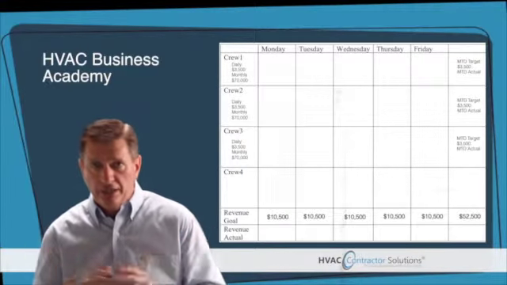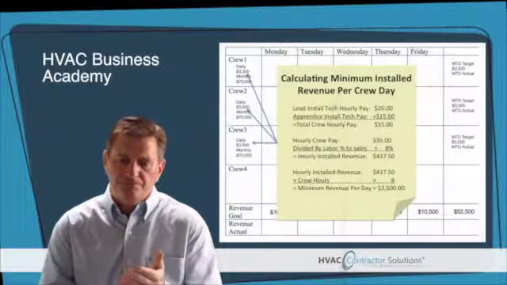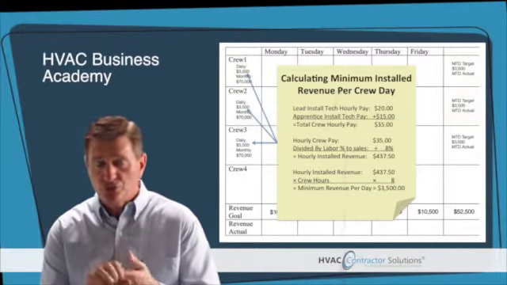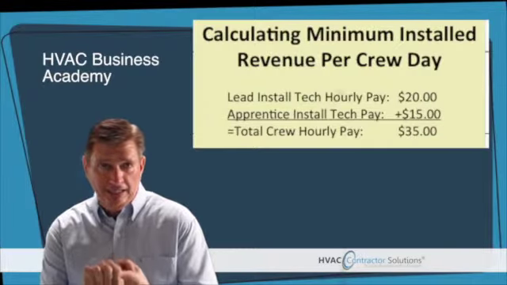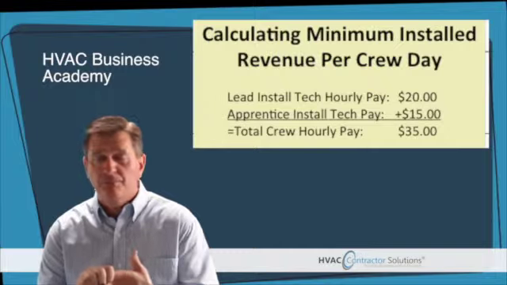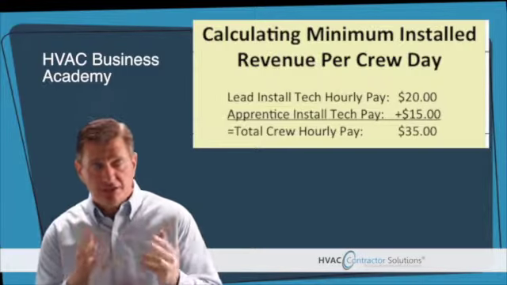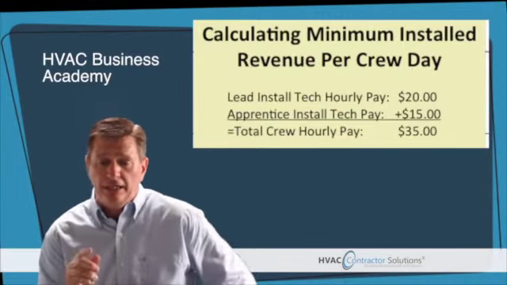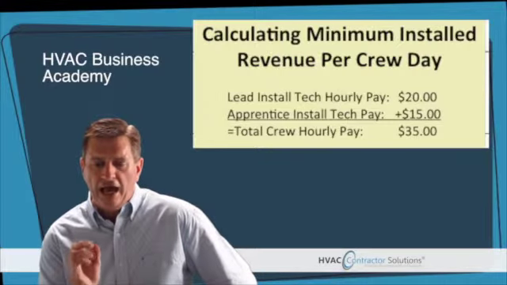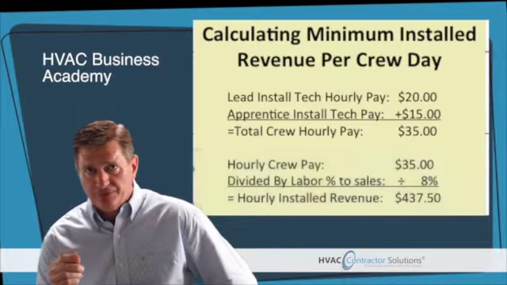So, calculating revenue per crew day. First of all, the first 2 things we want to do is, if you have a 2-person crew, take your highest paid lead install technician plus your highest paid apprentice install technician. In this example, it is $35. Okay? Now, hourly crew pay is $35.